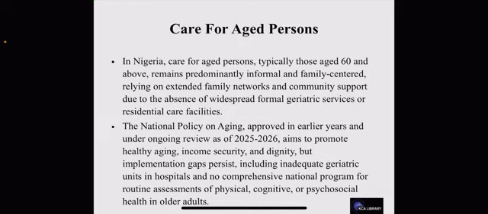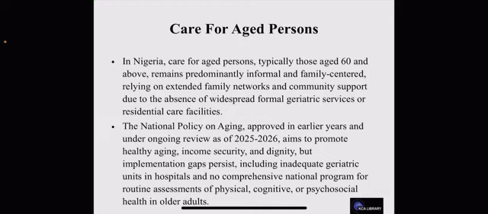So let's move on to the next subtopic, which is the care for aged persons. So this is actually how we can care for people that have become elderly, the aged persons that have become very old. We have them to be mostly grandpas and grandmas, that is grandfather and grandmother. So in Nigeria, the care for aged persons, typically those aged 60 and above. That is when we talk about care for aged persons, we can easily draw the line from 60 years of age, elderly people and above.